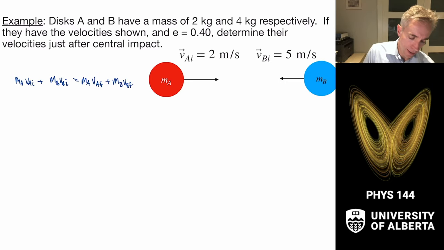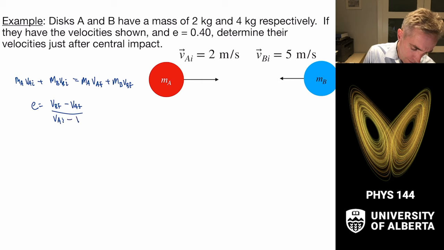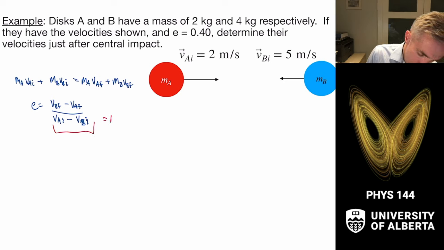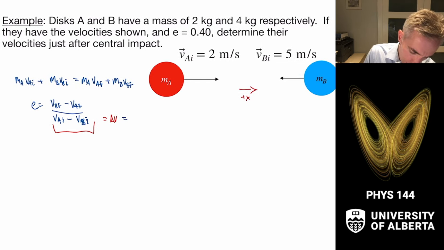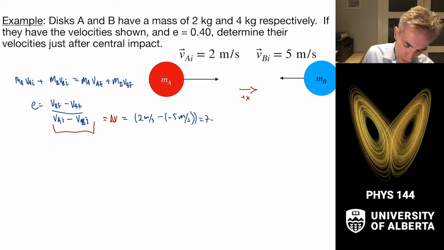And we are also given that the coefficient of restitution has this formula, equal to VB final minus VA final over VA initial minus VB initial. I'm just going to call this bottom part delta V. For clarity, that's VA initial minus the negative 5 meters per second for VB initial, assuming a positive x direction. So delta V is 2 meters per second minus negative 5 meters per second, which is equal to 7 meters per second.